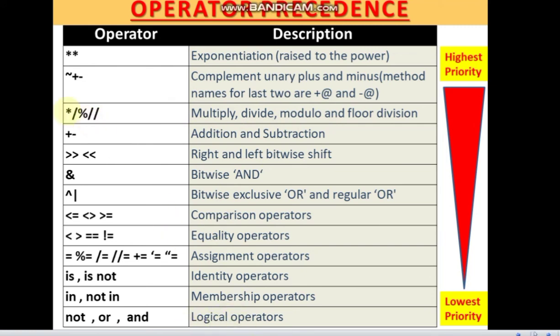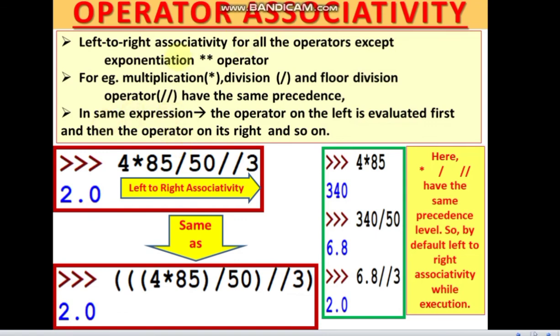But what if an expression contains operators which are at the same level? In that case we have to understand operator associativity, which tells us that left to right associativity is considered for all the operators except the exponentiation operator. For example, multiplication, division and floor division have the same precedence, and if they are used in the same expression, then the operator on the left is evaluated first, then the operator on its right, and so on. That is, from left to right we move on.